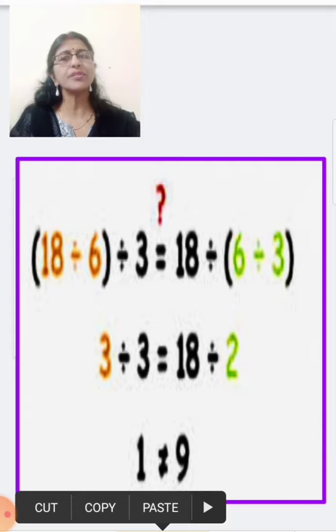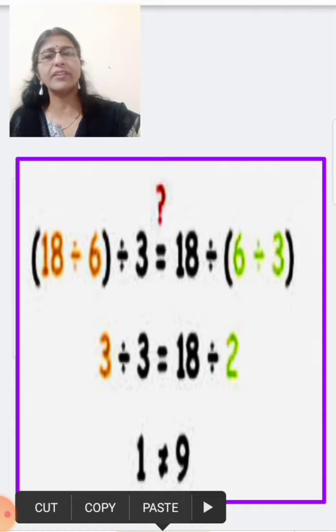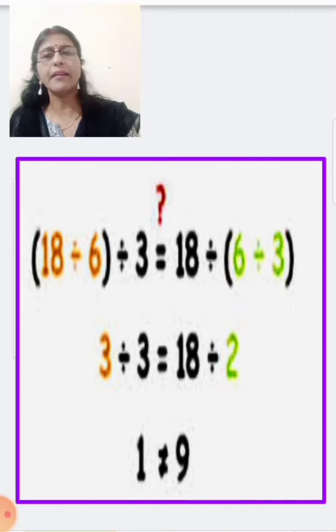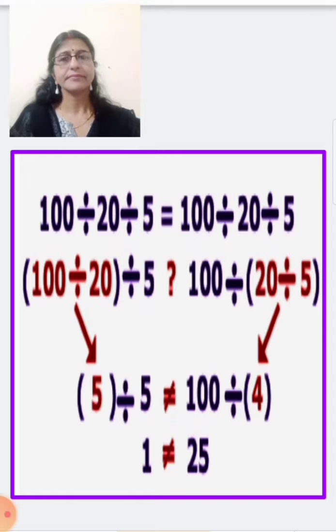So this proves what we have told just now, that in division of integers, you will not always get the same quotient. If you change the order, you will not get the same quotient. Now let us see another example.